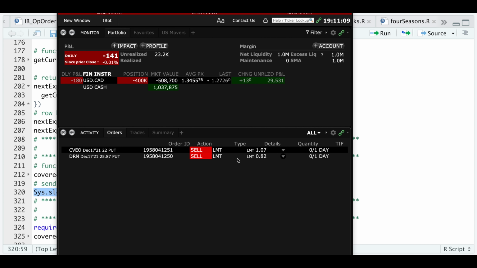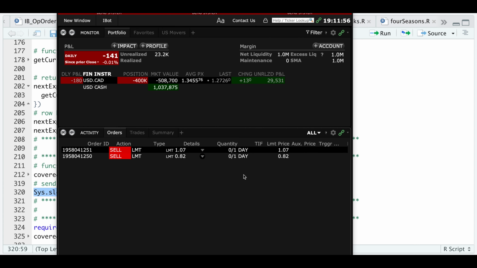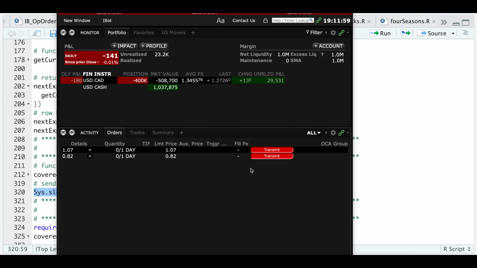Both are sells for the limit prices. Both are puts for the December 17th, 2021 expiration. Here we have our strikes. So these won't get actually sent to the live market, and that's just because this transmit is set to false.